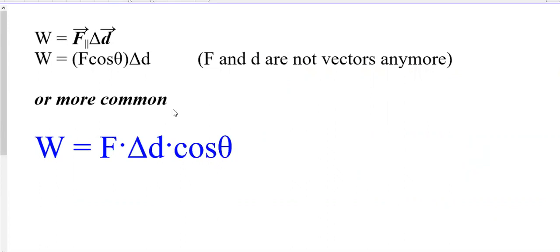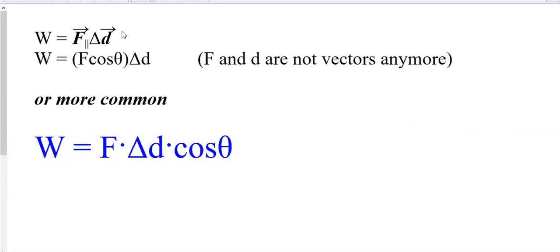If they are not parallel with each other, that's where trig comes in. So if there's an angle between your force vector and your displacement vector, you would just multiply by cos of the angle between those two vectors. And then you get a more common form: work is equal to your force times your displacement multiplied by cos of the angle between them.